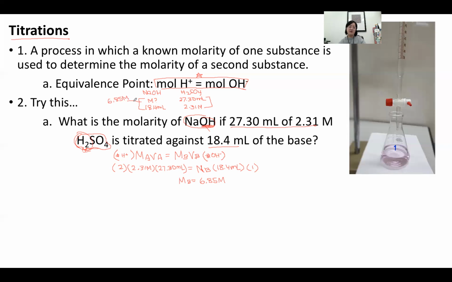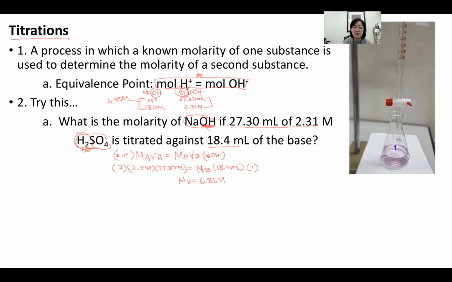Okay? And this means that our base had a concentration of this much, and we needed 18.4 mL of it to completely neutralize 27 mL of a 2.3 molar acid. And you might be thinking, how does this make sense? Why is the concentration of sodium hydroxide so much higher than the concentration of the sulfuric acid? The rationale is this, you guys. There's 1 hydroxide here, whereas we have 2 hydrogen ions here. So we need double the amount of NaOH to neutralize 1 molecule of H2SO4, because there are 2 protons inside H2SO4.